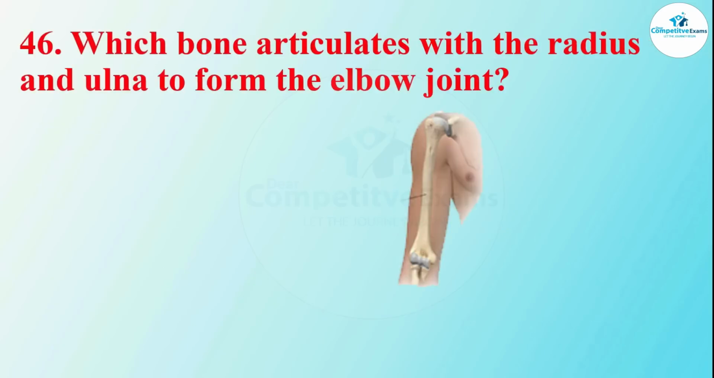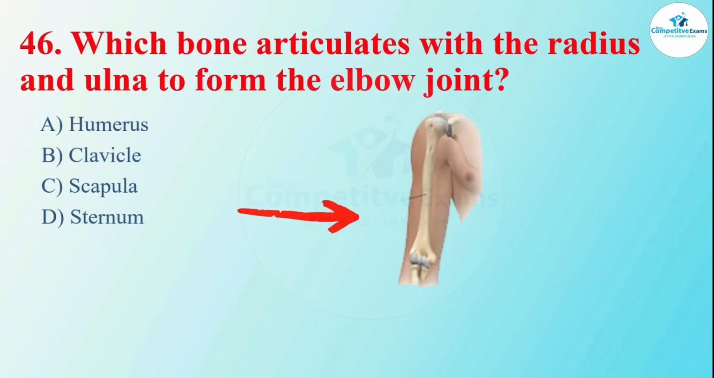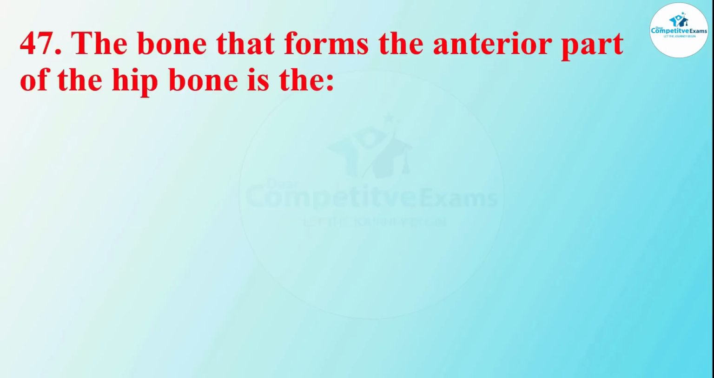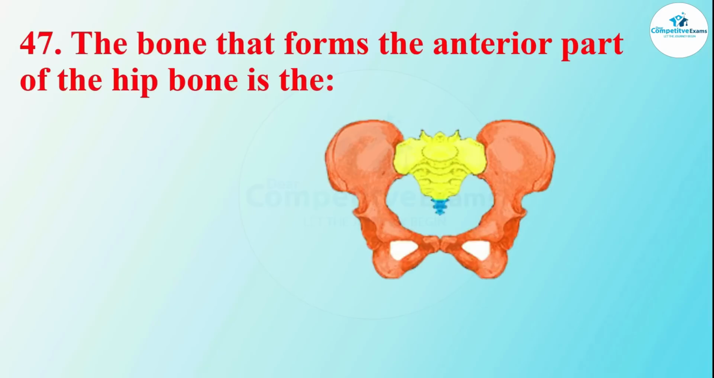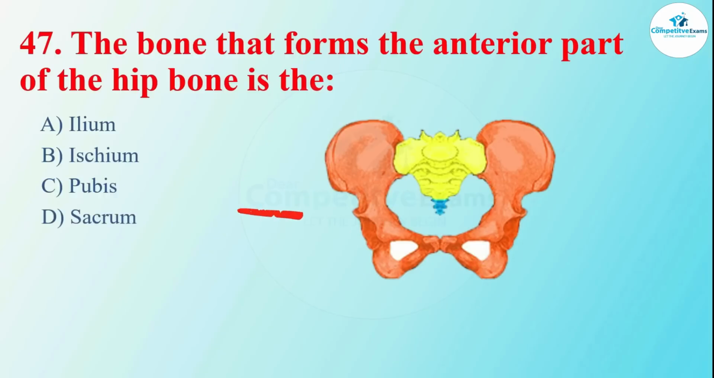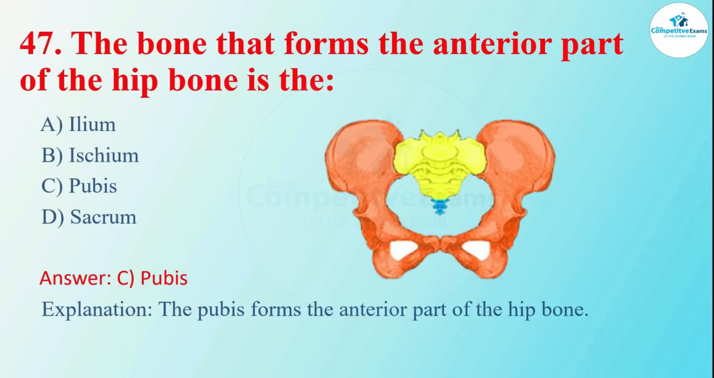Let's move on to question number 46. Which bone articulates with the radius and ulna to form the elbow joint? Your options are humerus, clavicle, scapula, or sternum. The right answer is humerus. The next question: the bone that forms the anterior part of the hip bone. Your options are ilium, ischium, pubis or sacrum. The right answer is pubis. The pubis forms the anterior part of the hip bone.